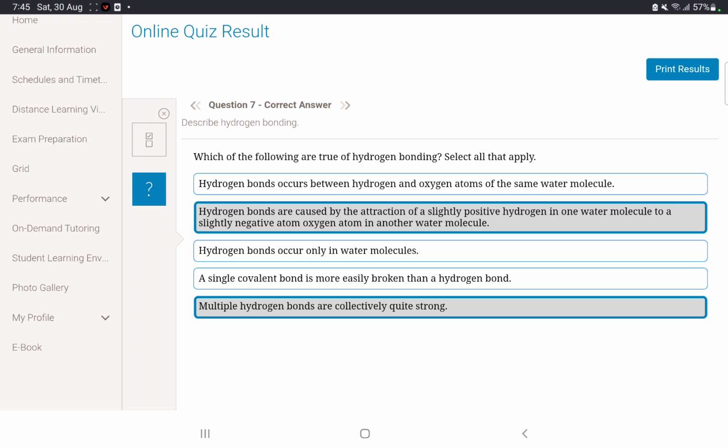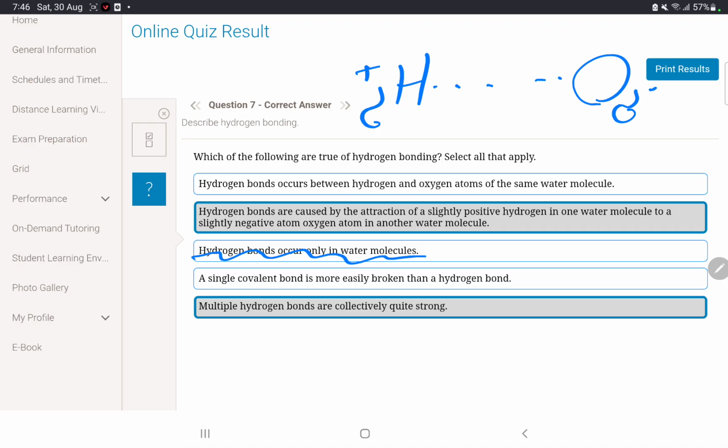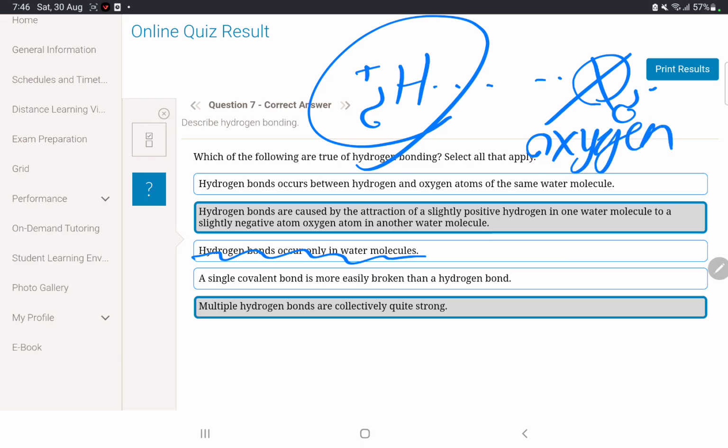Okay. So hydrogen bonds, guys, don't only occur in water molecules. It has to have hydrogen, yes, but it can link with anything else that is electronegative. I don't know how to draw the sign of electronegative. Whatever I just drew, this is the electronegative. This is slightly electronegative, this is slightly electropositive. But there has to be hydrogen. Hydrogen is something that has to be there, but it doesn't have to be water molecules, and this doesn't have to be oxygen. Okay.